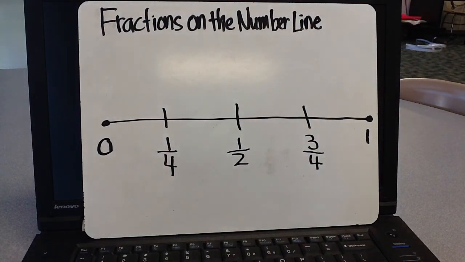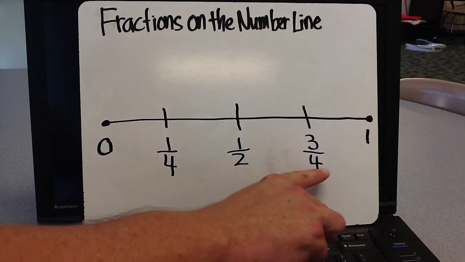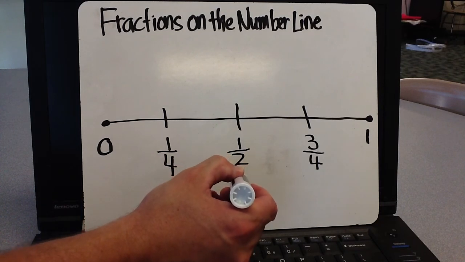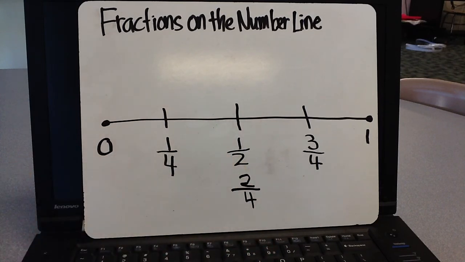Now, a lot of students, when they're first learning about fractions and they see this, might get confused about how the denominator here is a 2 and these other two denominators are 4. Another way that we can explain this to the students would be that another name for 1/2 is 2/4. So this is how I would show fractions on the number line.